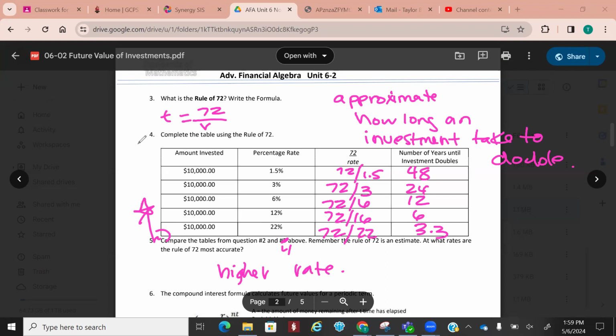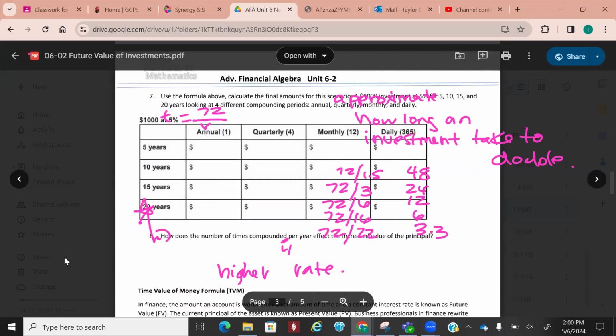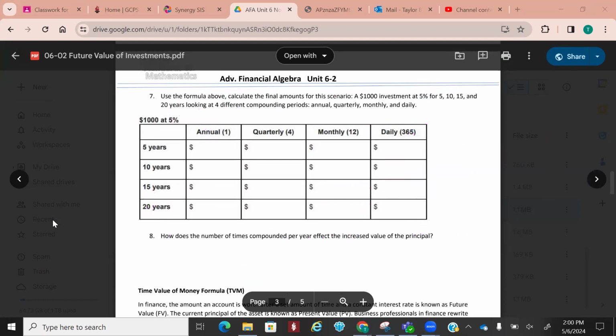Again, we've done this before, and you've actually seen this in Algebra 1 way back in the day. So we're going to use that to help us. We're going to use the formula above to calculate the final amounts for this scenario. So we've got an investment of $1,000 at a 5% interest rate for 5, 10, 15, and 20 years, looking at 4 different compound periods. So we've got annual, quarterly, monthly, and daily.